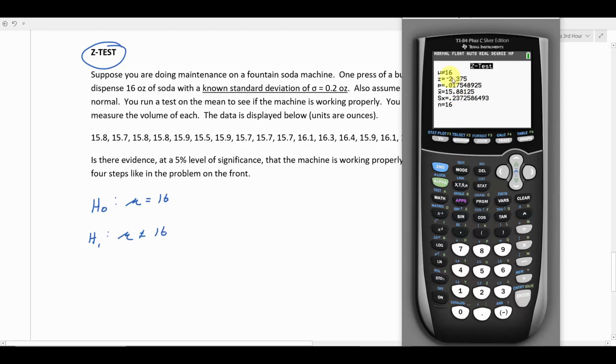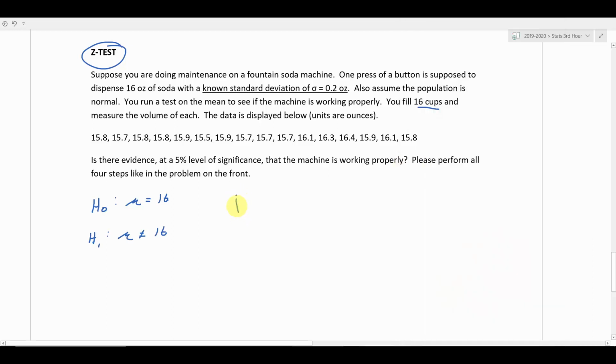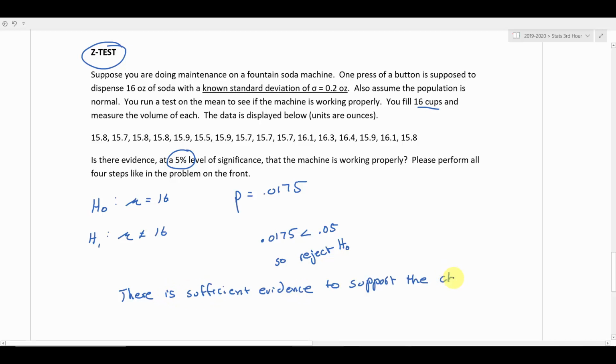So the p-value is 0.0175. I'm going to compare that to my significance level. So 0.0175 is less than the 5% level of significance they want us to use. So 0.0175 is less than 0.05. So in that case, we reject the null hypothesis, right? We're rejecting this, that it's 16 ounces. So I'm going to say there is sufficient evidence to support the claim that the machine is working improperly.